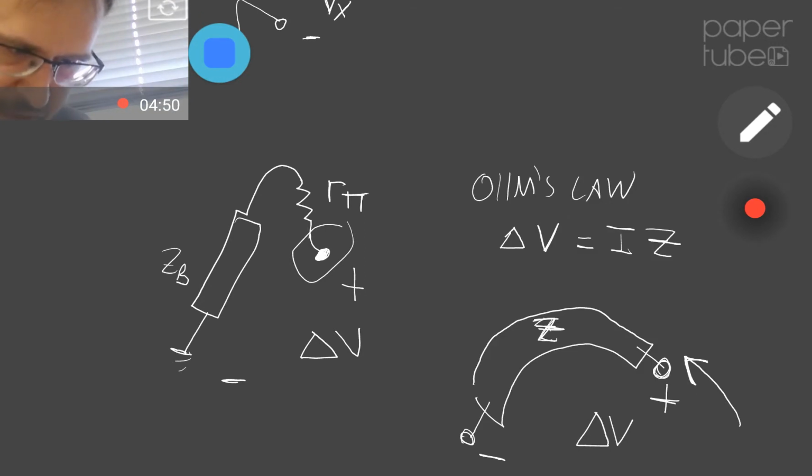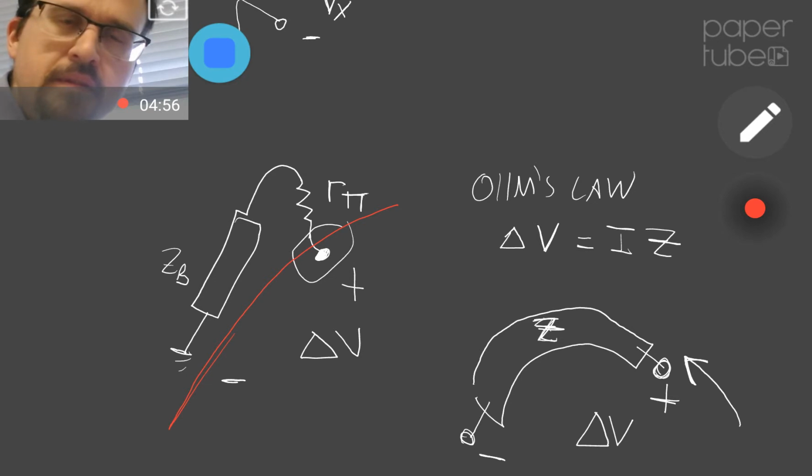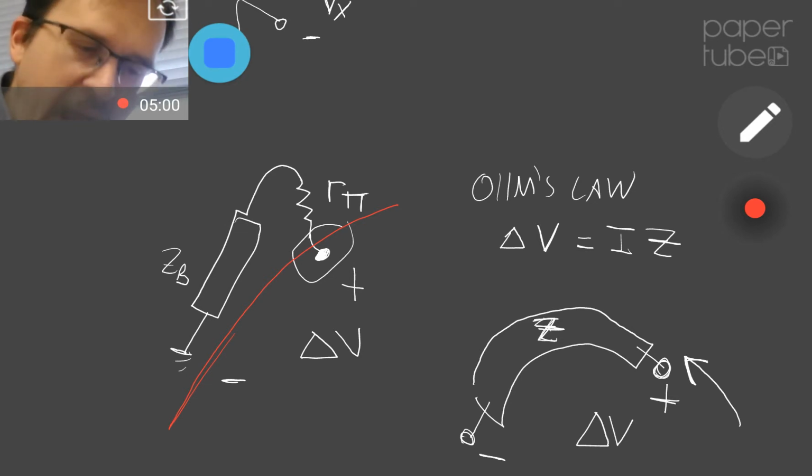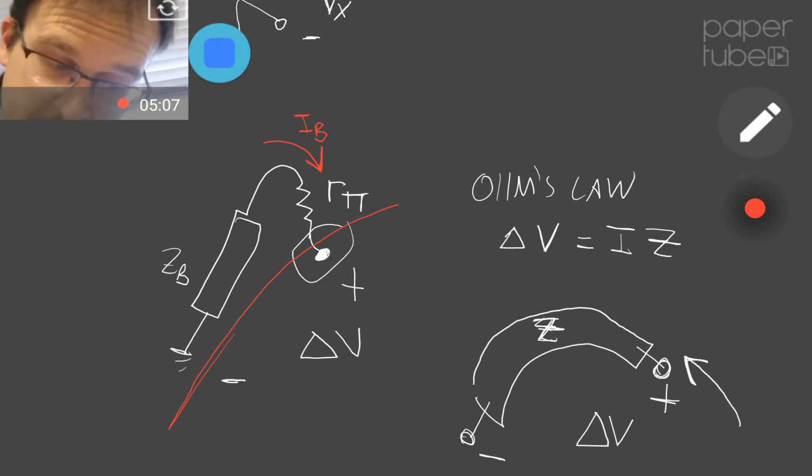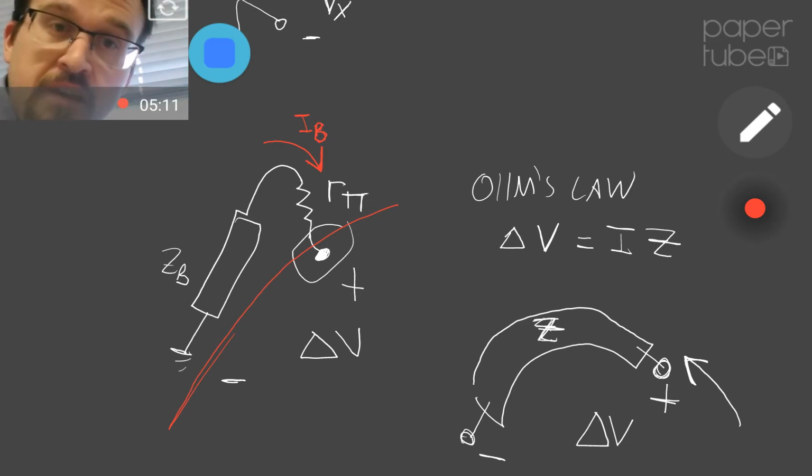This piece of the circuit that we're looking at is a single impedance, but there are currents that we actually have names for already, namely IB, so I base. So we've got a name for the base current. It happens to be assigned the other polarity.